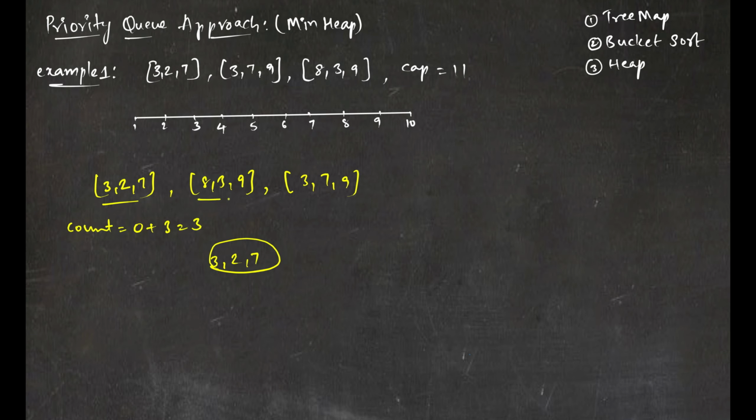And next I got 8, 3, 9. This is starting at 3, and my top of priority queue is having a trip with 3, 2, 7. This is ending at 7. So the starting location of this trip is less than the ending location of that trip, so it has to stay. This trip has to stay in my priority queue, and the current trip I can just add to my priority queue, 8, 3, 9, and this is having 8 passengers, so I need to add that to my count. It is 11, and this count is less than or equal to my capacity, so that is fine.